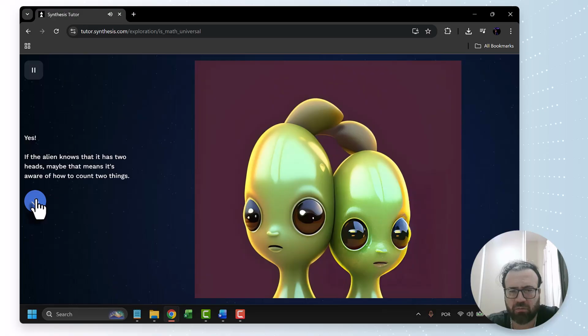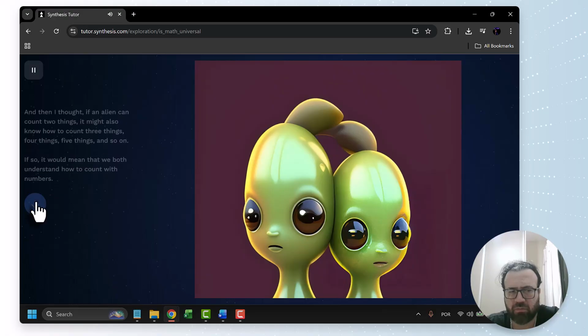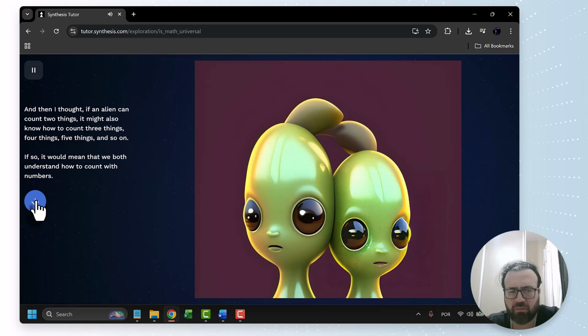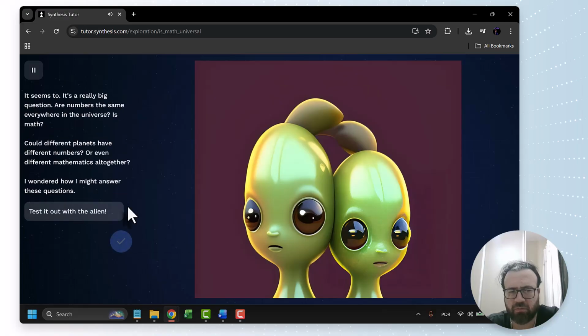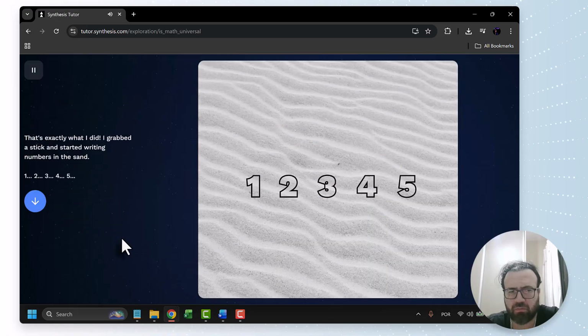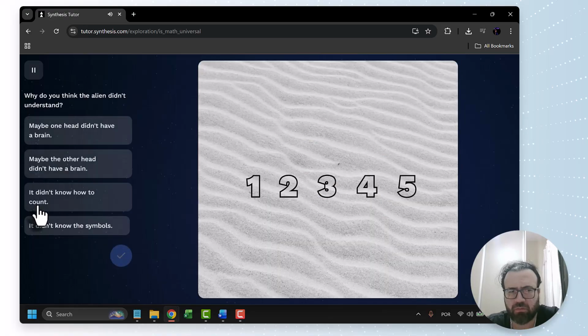Yes, if the alien knows that it has 2 heads, maybe that means it's aware of how to count 2 things. And then I thought, if an alien can count 2 things, it might also know how to count 3 things, 4 things, 5 things, and so on. Does this make sense? Do you think the alien would count the same way? It seems to. It's a really big question. That's exactly what I did. Why do you think the alien didn't understand?